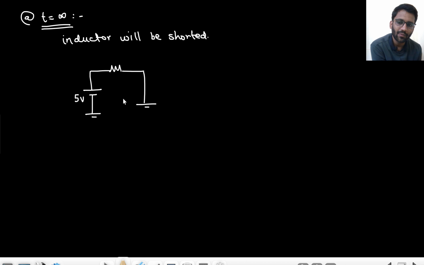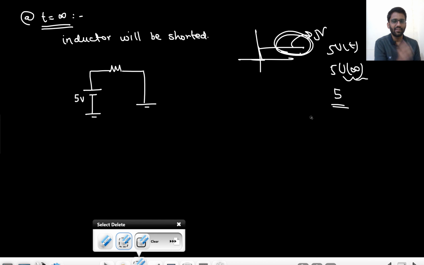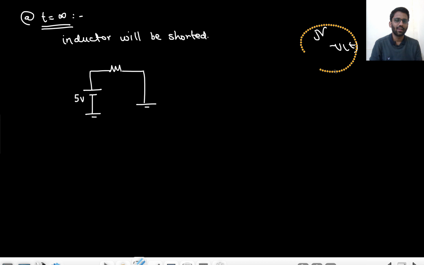Why did I say purely 5 volt? That means like this was our step input, but t equals to infinity will come somewhere here. So it will feel like a 5 volt here only, or you can write 5 u(t) as well, because 5 u of infinity is 1 only. So it will be 5 only. So that's why I have written like 5, purely 5. Okay. So inductor is shorted.